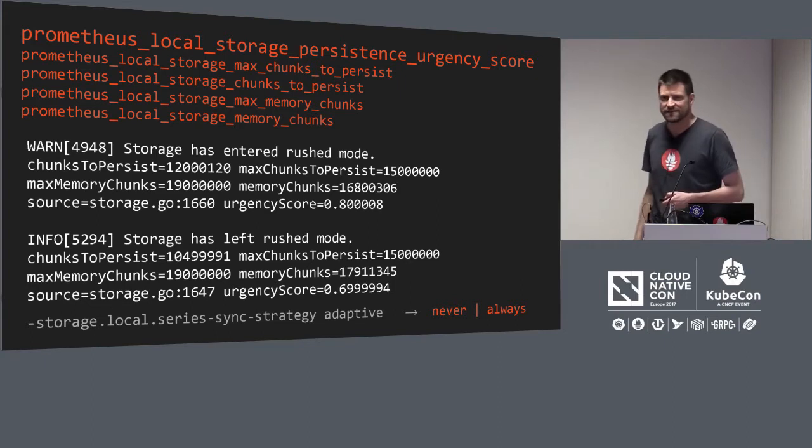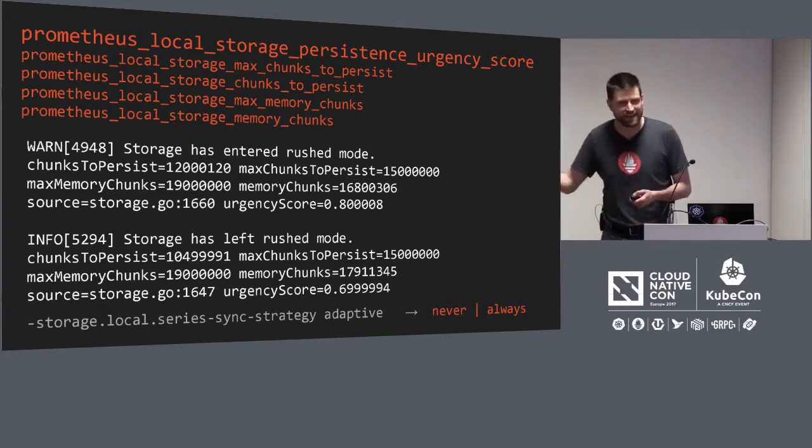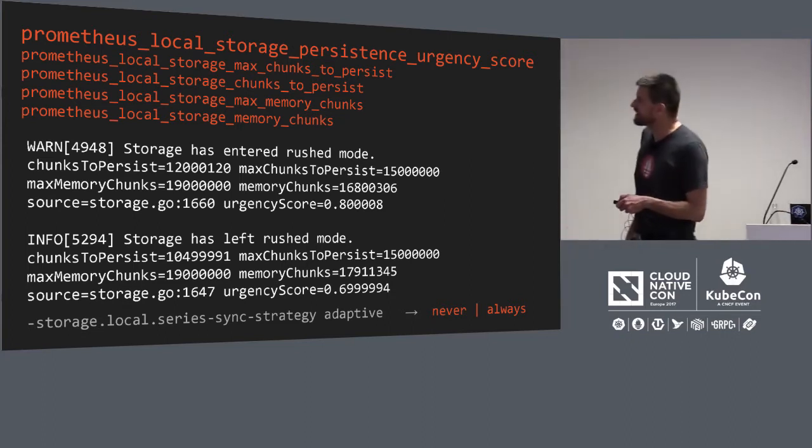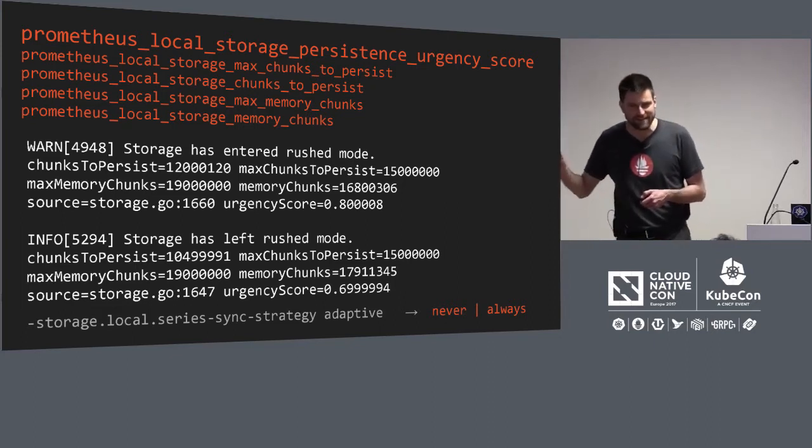And sometimes you see these funny messages, right? Storage has entered rush mode, chunks to persist, big number, something, something, big number, something, right? So now you can kind of guess what it means. So we have all those numbers here. And you see chunks to persist is 12 million, max chunks to persist 50 million, so this is 0.8. You can see how this works.